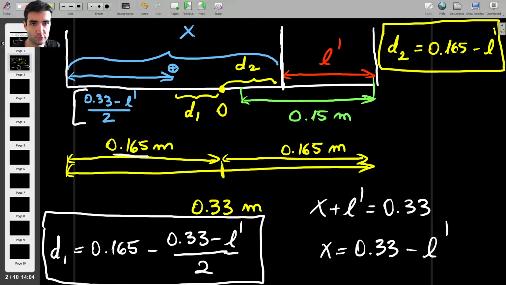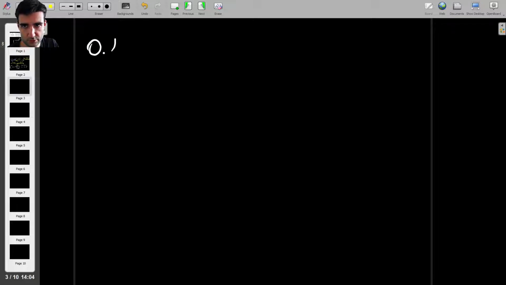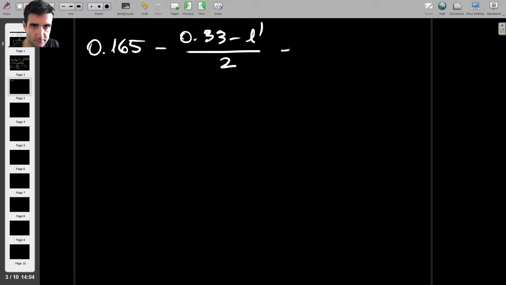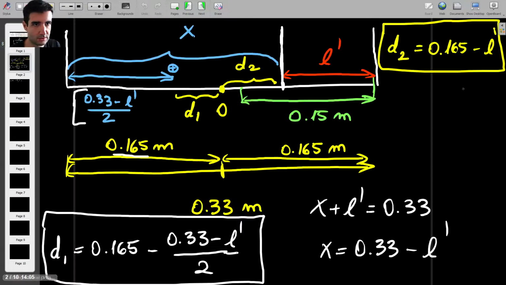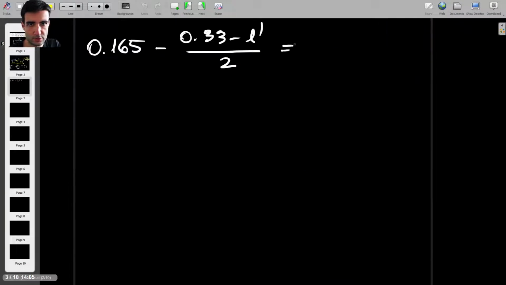Now what we have to do is use the fact that D1 and D2 are equal to each other, so we're going to equate the two expressions and find what L prime is. So let's write that here. We have 0.165 minus (0.33 minus L prime) over 2. This equals this, which is 0.165 minus L prime.